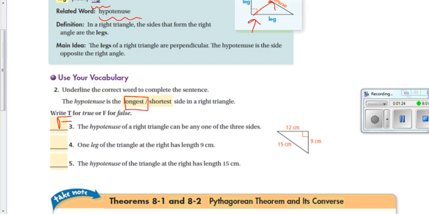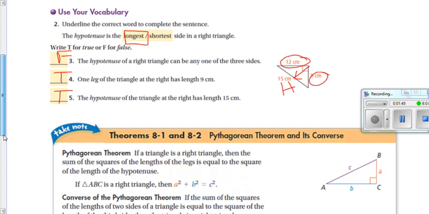Has to be. So looking at this diagram, one leg of the triangle is 9 centimeters. That is true. That is a leg. My other leg is 12 centimeters, and my hypotenuse is 15 because that's A, the longest, and B, it's across from my right angle. So true, a leg is 9. The hypotenuse of the triangle at the right has length 15. True, the hypotenuse is 15.